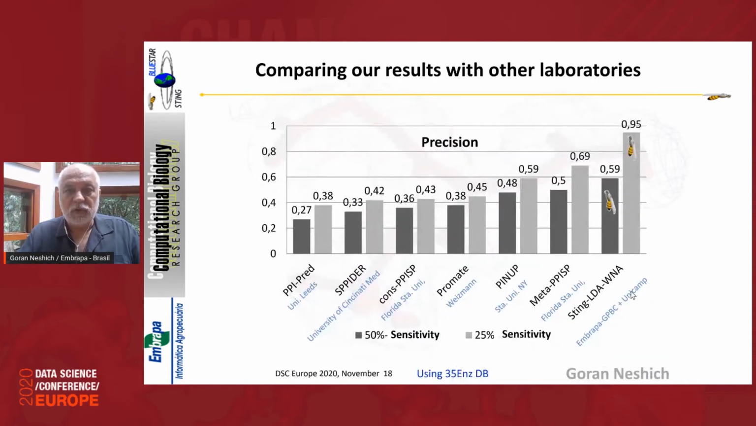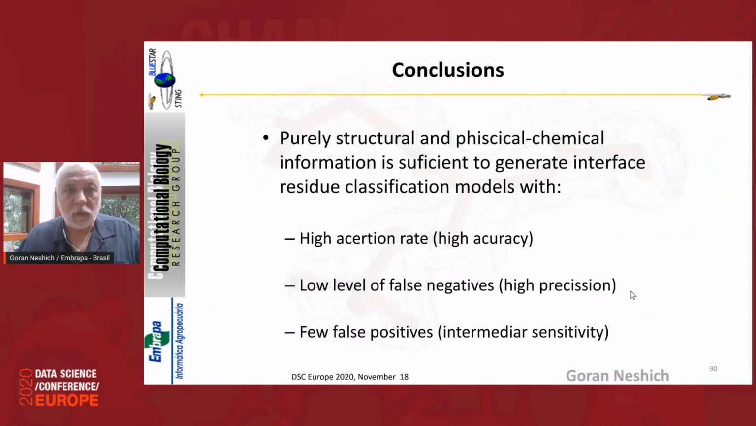And with this knowledge, you can see in this picture that our algorithm for prediction of the interface is very successful, and we were the most successful one in the table where I show the data from people from Leeds, New York University, Weizmann, and so on and so forth. Just having this kind of approach as I just showed. So the conclusions are that purely structural and physical-chemical information is sufficient to generate interface residue classification models with high assertion rate, high accuracy, low level of false negatives, high precision, and few false positives.